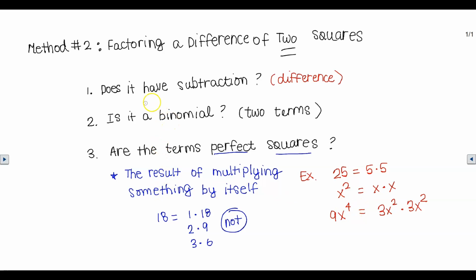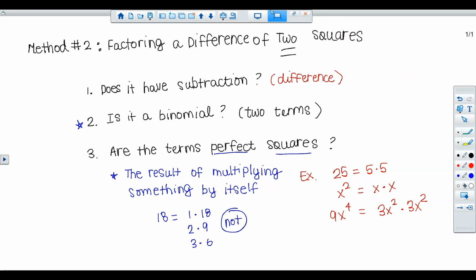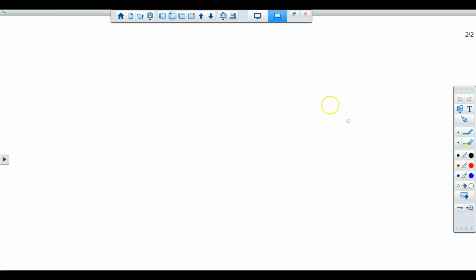So these are the things you need to check for to see if you actually have a difference of squares. I probably would check for this one first. Is it a binomial? Because if it's not, then there's no need to look any further. So does it have 2 terms? Does it have subtraction? And are the 2 terms perfect squares? Those are the 3 criteria that a problem would have to meet in order to be a difference of squares.